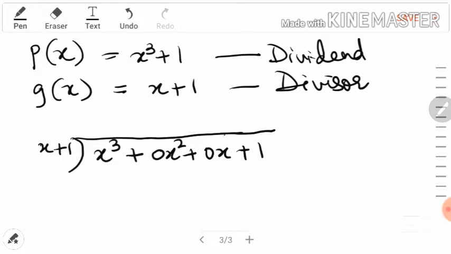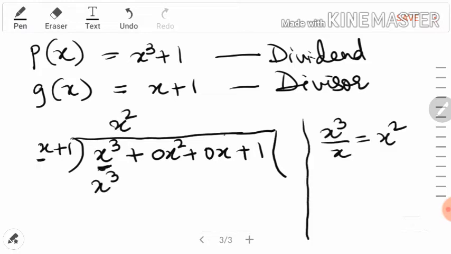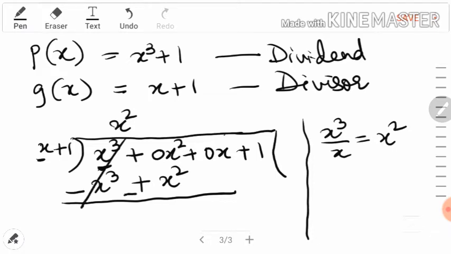I have written my dividend in descending order of the power of variable, and the terms which are not there I have written as 0x square and 0x. This is done because during division we will get x square and x terms. So let's start dividing. Dividing by the divisor, we get x cube plus x square. Now find the difference. To do that, first change the sign. So x cube minus x cube is 0. Here on adding the x square terms, we get minus x square. Carry down the remaining terms.